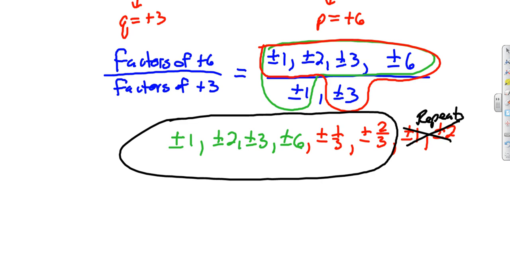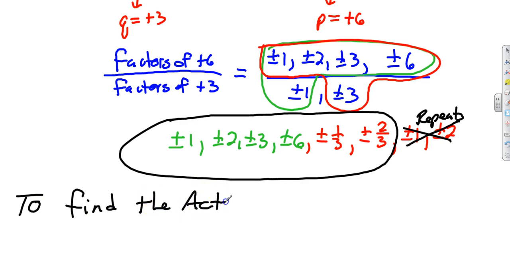Now, here's what we're going to do with this list of numbers. And we'll get you a problem for this one in a second. From this list of numbers, we're going to do synthetic division with these numbers. And you're looking to find, let's go ahead and say it this way, the actual solutions.